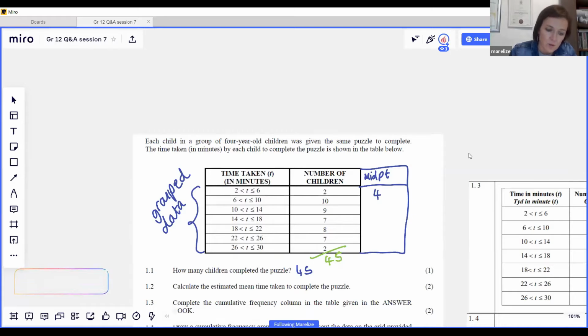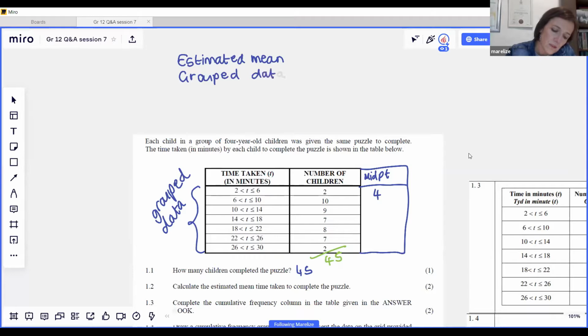Okay, so most of you, the estimated mean is actually something you did in grade 10. So definitely write some notes. The estimated mean we do for grouped data. Only for grouped data. If you don't have grouped data, then you just add all the data values together, divide by the total frequency, and that will give you the mean.